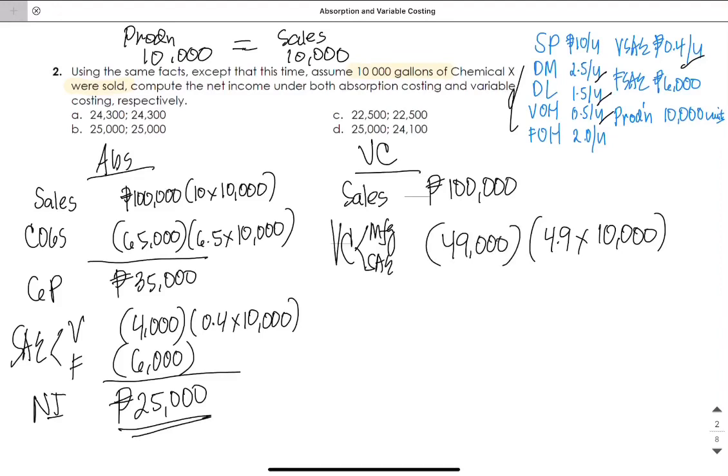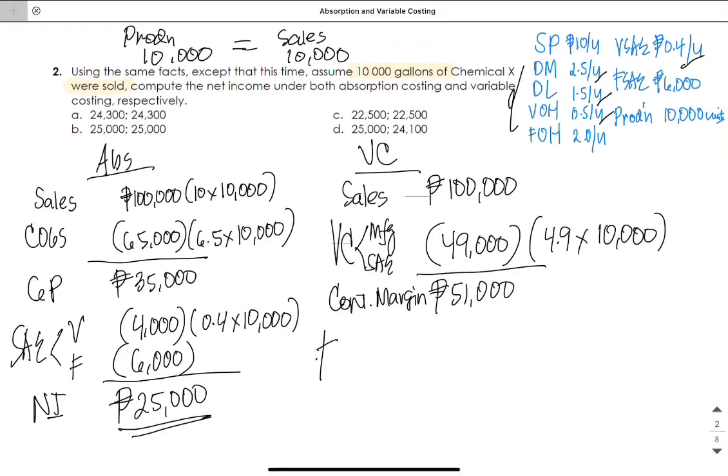You can do it mentally. So what do we have here? We have here the contribution margin. Just like what I've told you, in most cases, manufacturing margin is not being asked. But of course, you know how to compute for it. So contribution margin is 51,000.